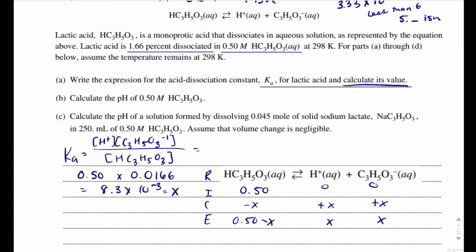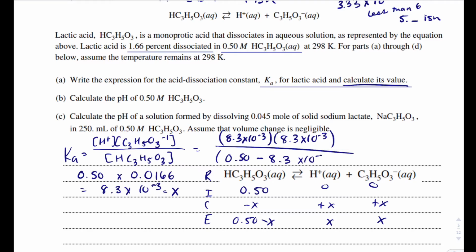So remember, we can use the 5% rule and get rid of minus x's and plus x's, like so, but it's not needed here because I just solved for x. So what I'm going to do is make this 8.3 times 10 to the minus third times 8.3 times 10 to the minus third divided by 0.50 minus 8.3 times 10 to the minus third. Again, it's not needed to get rid of the x because we know what it is. And so when you do that, you get 1.4 times 10 to the minus fourth. Okay, so we've done A.